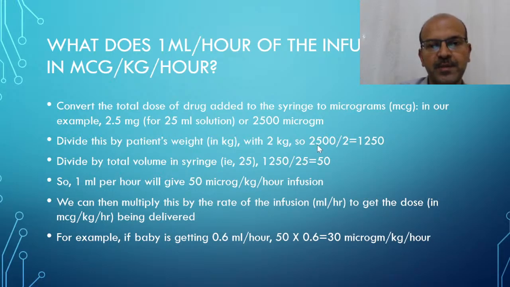So with the 2 kilo baby, 2500 by 2 is 1250 microgram again, and divide by the total volume in the syringe, that is 25 ml, so we get 50 as the answer. So 1 ml per hour will give 50 microgram per kilogram per hour of the infusion. So accordingly, if you want to give 25 microgram, it will be half of this. If the baby is getting 0.6 ml per hour, 50 times 0.6 will be 30 microgram. So we have to get the actual rate by multiplying it with 50.